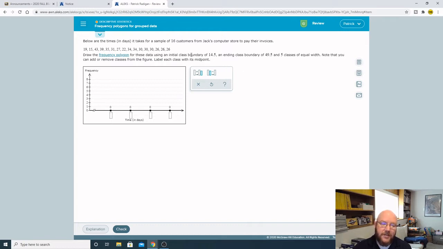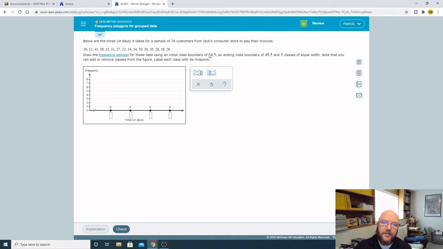It will still ask you in one of two ways. It'll either give you the initial class boundary and the class width, or it'll give you the start and ending class boundaries, and you'll have to figure out how many classes are between them. Either way, that works exactly like the histogram problem, but this one you have to label with its midpoint. That's the point between the two boundaries. And so here we go.